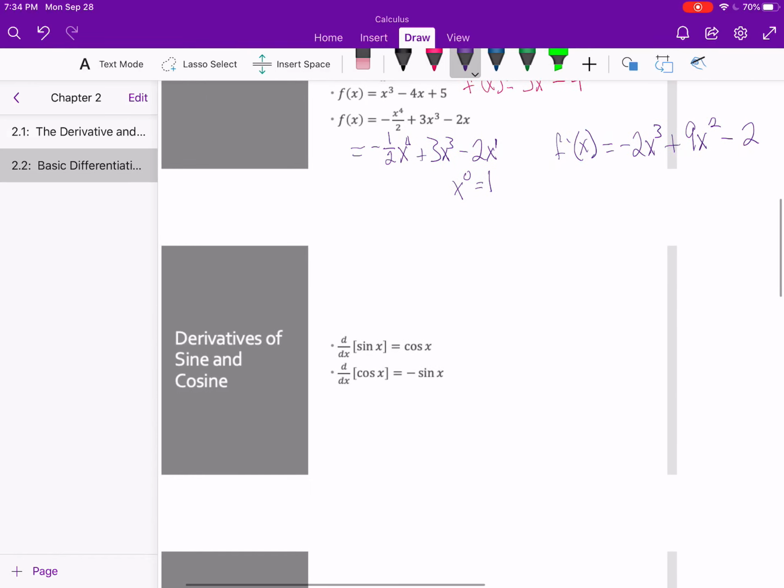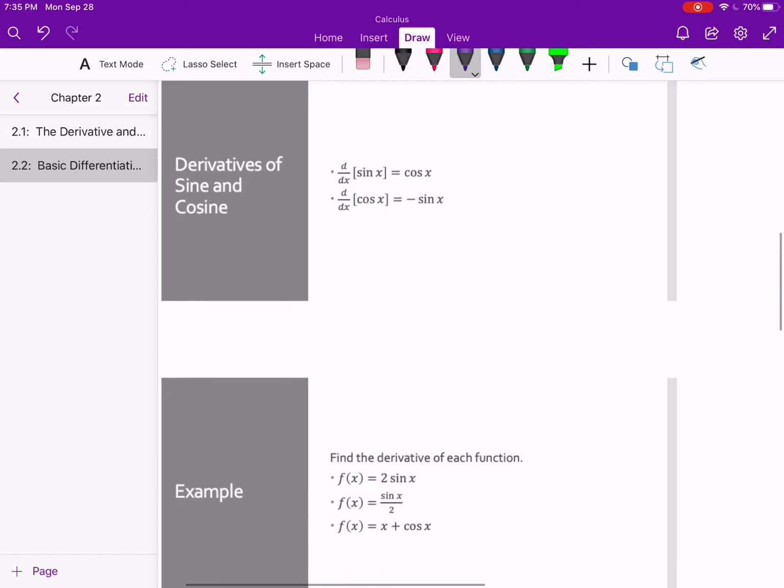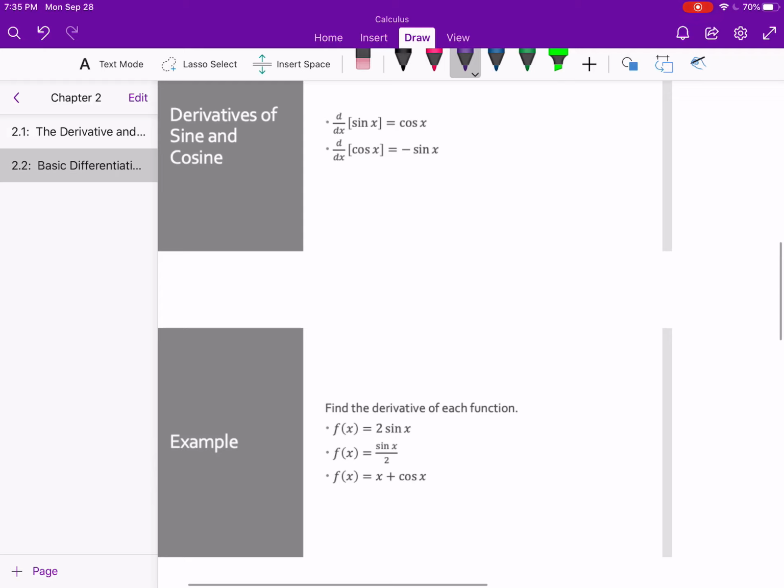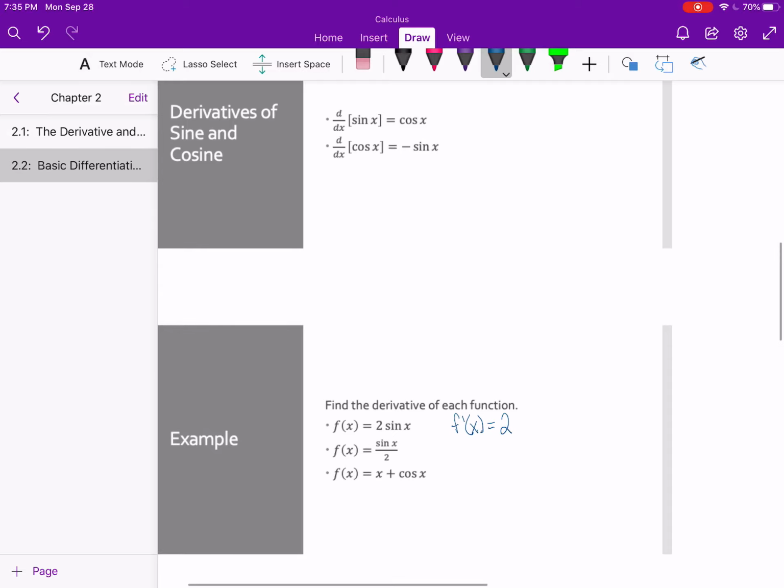A couple more rules we have here, derivative of sine and cosine. So the derivative of sine of x is cosine of x, and the derivative of cosine of x is negative sine of x. So let's try to apply that. So the derivative of 2 sine of x, f prime of x, we're going to have the constant multiple, so we just have 2, and the derivative of sine is cosine.